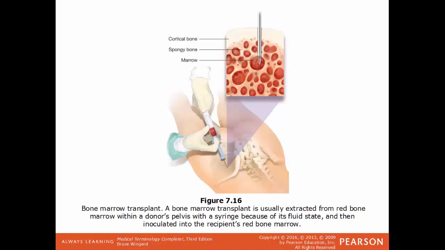All right, in this image, we have a bone marrow transplant. The way it typically works, a sample of the red bone marrow is taken from the pelvis of the donor, and then is introduced into the recipient's red bone marrow.